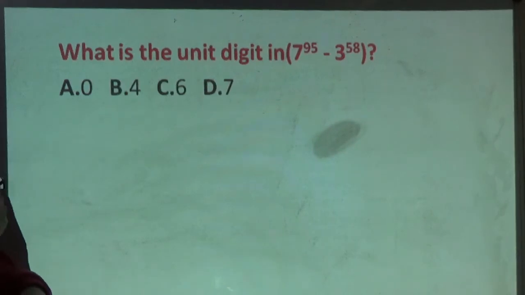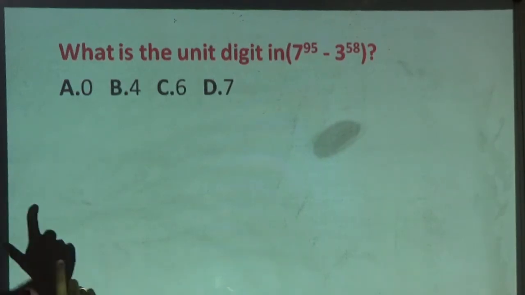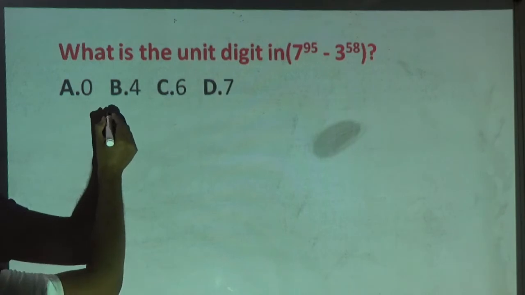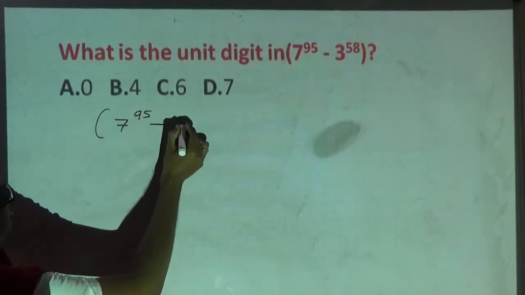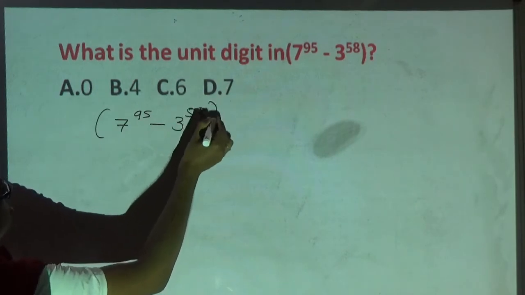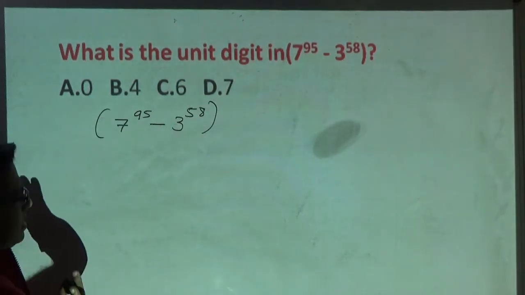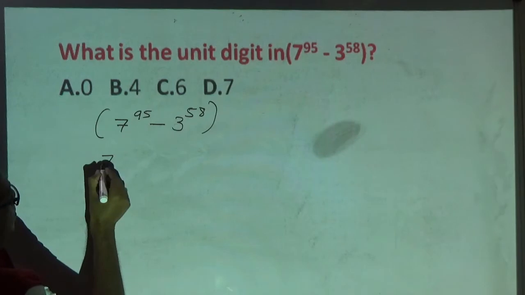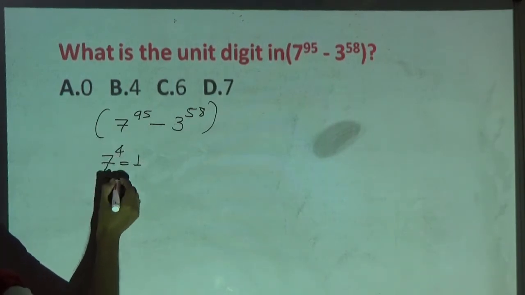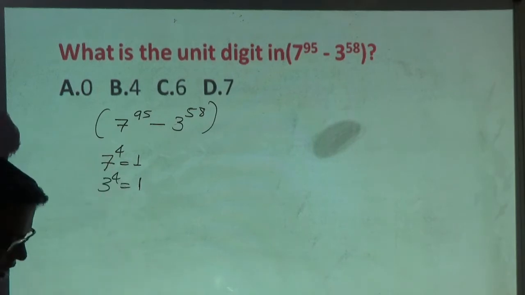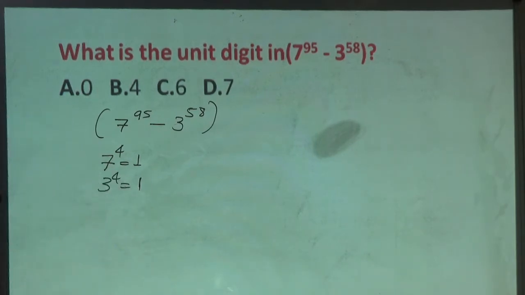Now, they have asked the question: what is the unit digit in 7 power 95 minus 3 power 58? If you solve this, what will be the units place? I know that 7 power 4 is 1, and 3 power 4 is also 1. This I know, right? Everyone knows 7 power 4 and 3 power 4 is 1.